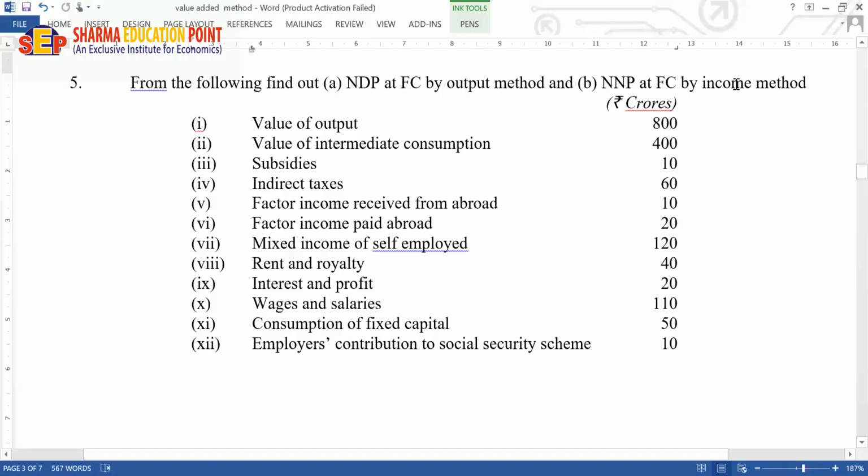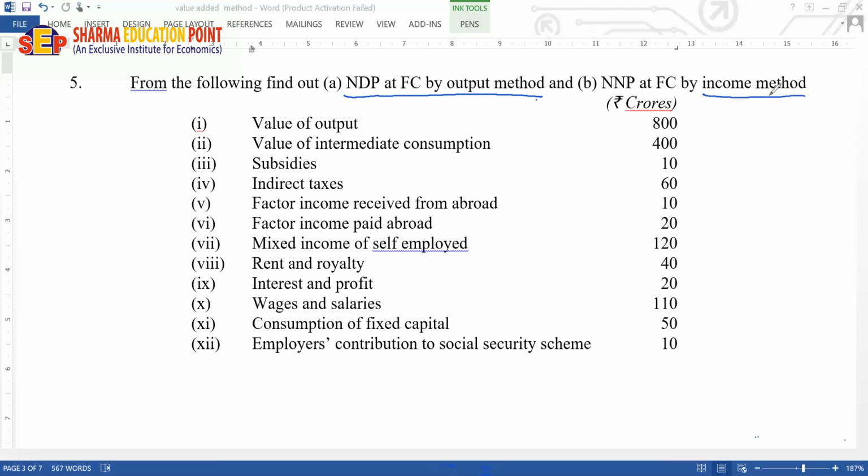Now, the question says: from the following, find NDPFC by the output method. The output method is also known as the income method, or I'll just explain it as the production method. So only the first part you have to do. The second part says income method.